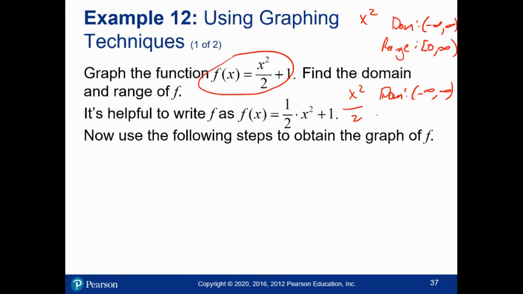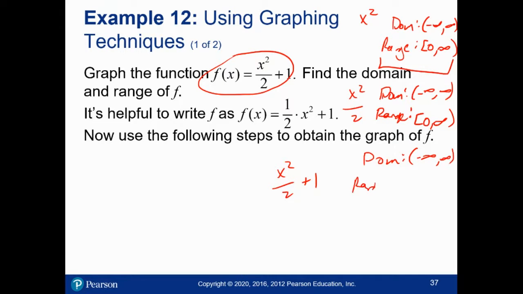Now the range, the numbers I get out, are going to be half as big. But I used to get out everything from 0 to infinity, and now if I make them all half as big, it's still 0 to infinity. And then finally, I'm going to add 1 to it. So everything I could have plugged in, I still can. Adding 1 doesn't really change that. So the domain is still from -infinity to infinity.